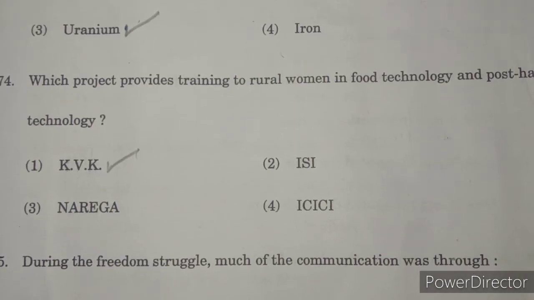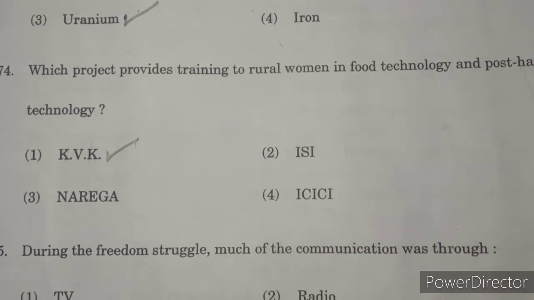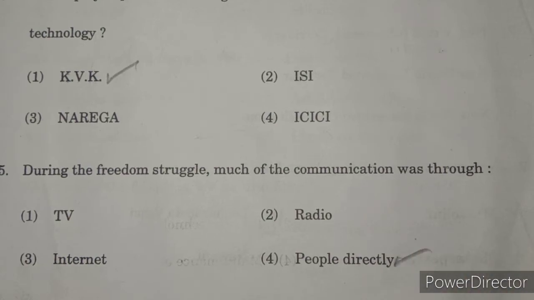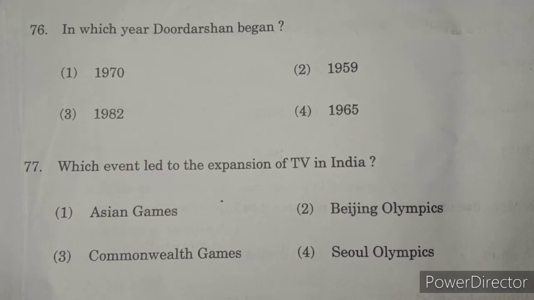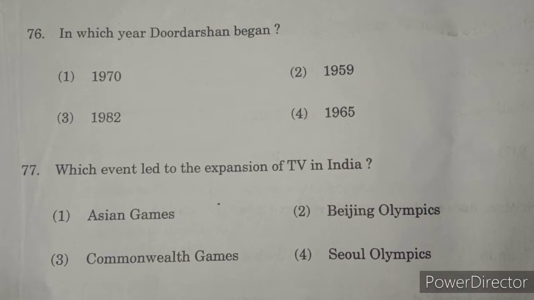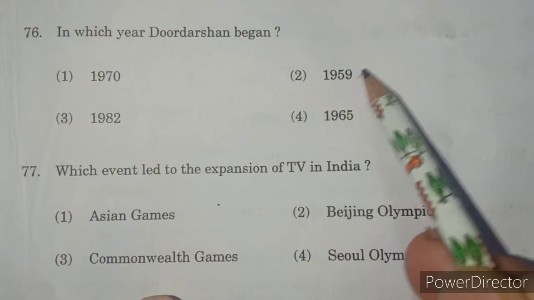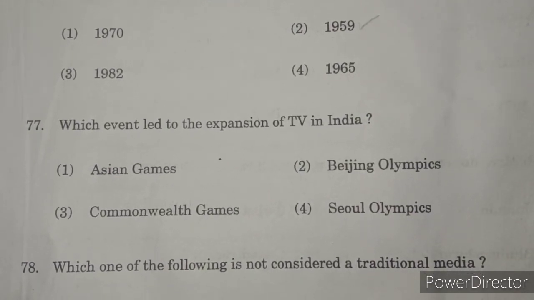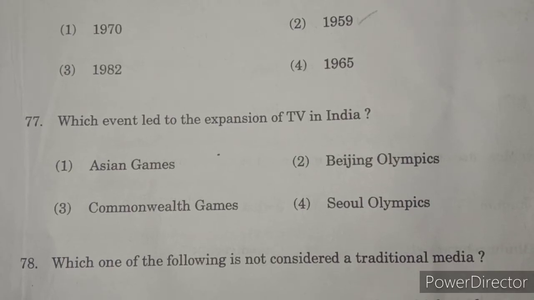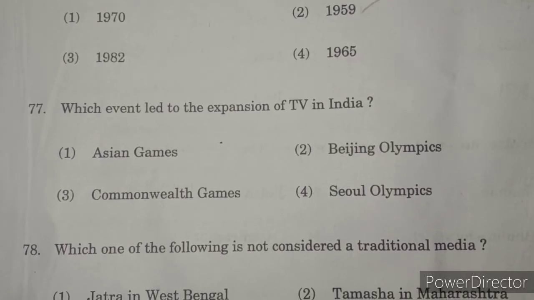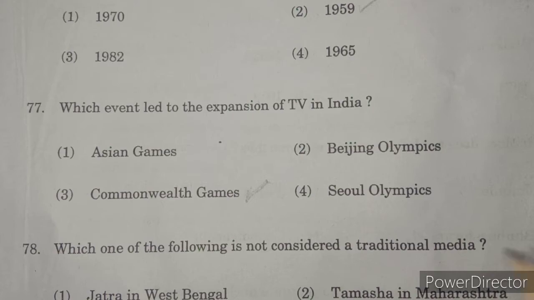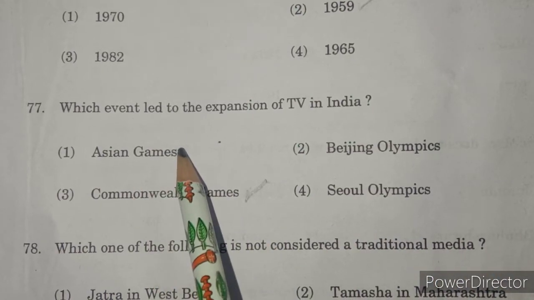During the freedom struggle, much of the communication was through people directly. Next question. In which year did Doordarshan begin? Answer is second, 1959. Which event led to the expansion of TV in India? Answer is Commonwealth Games. The correct answer is Asian Games.